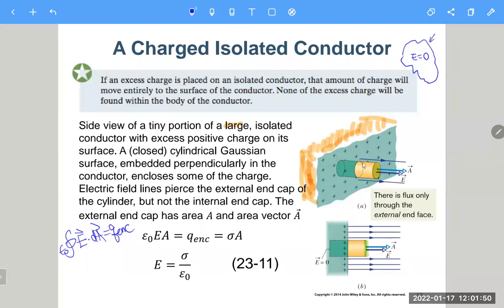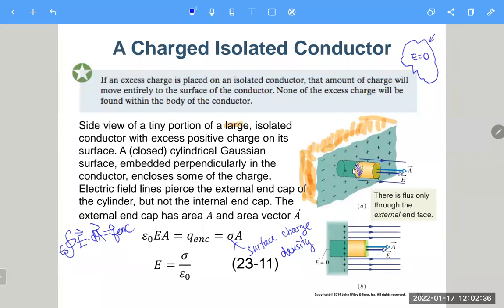So for the Q enclosed, which is actually this part, only on this part we have the charges, and the charge density is sigma. Sigma is the surface charge density, as we defined in the previous chapter. The surface charge density multiplied by the area of this circle is the Q enclosed of this cylinder. So Q enclosed is sigma A.